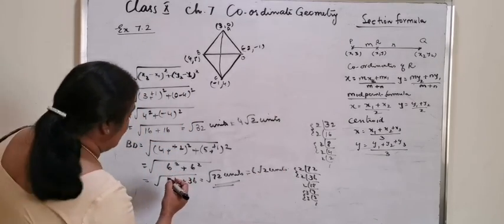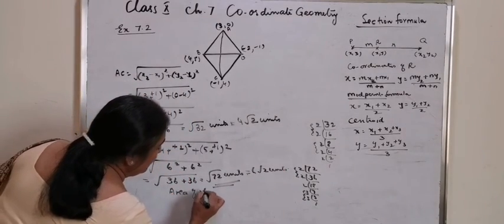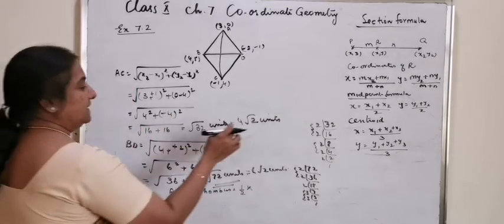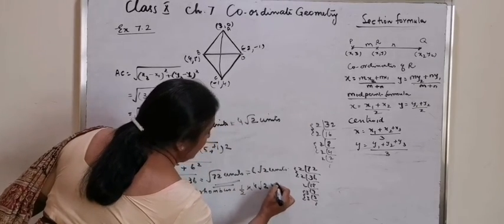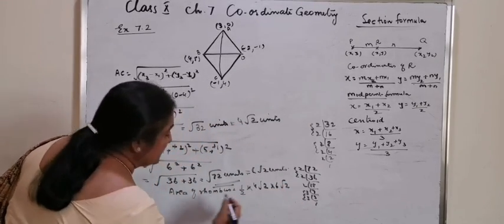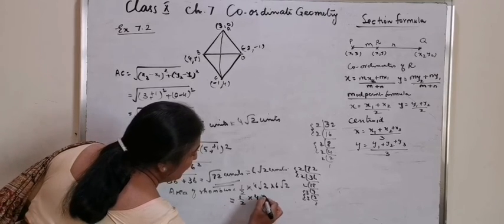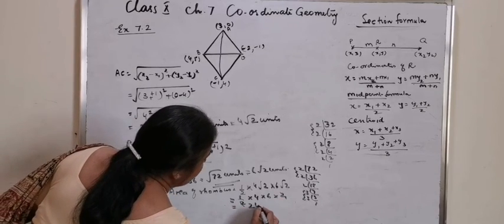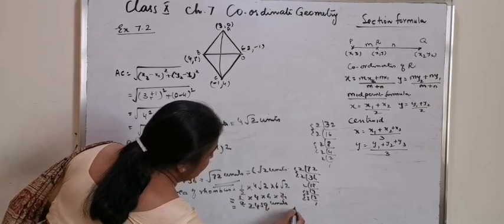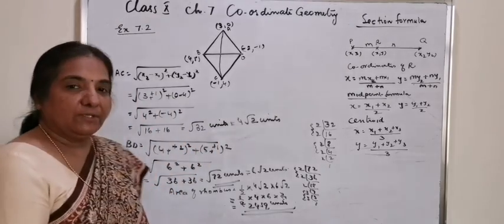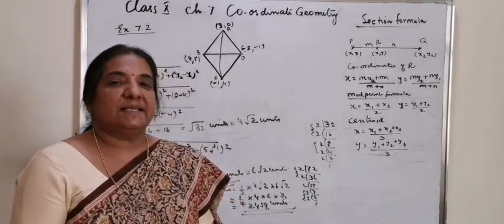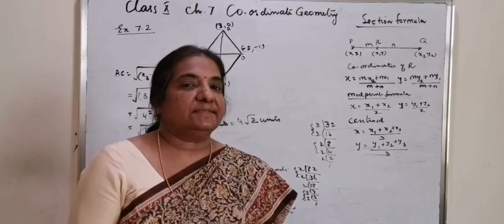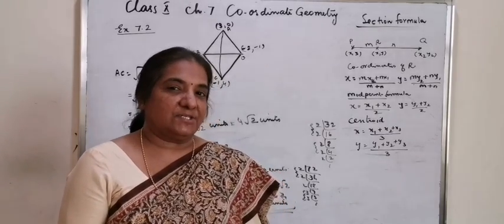So what is the area of the rhombus? Area of rhombus is equal to half into product of the diagonals. 4 root 2 into 6 root 2, which is the same as half into 4 into 6 into, what is root 2 into root 2? It is 2, so it is 24 square units. Area of the rhombus is 24 square units. Thus, the exercise based on the section formula is also over. It's a very important exercise, and learn the exercise questions thoroughly.